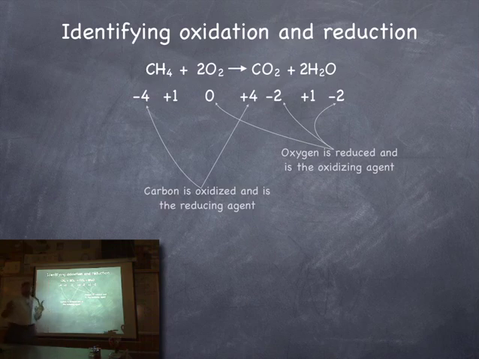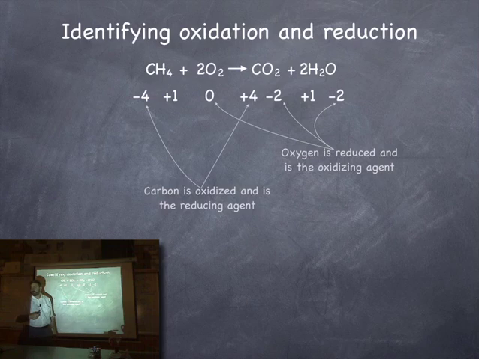We want to be able to identify where the change happened. What thing was oxidized, what thing was reduced. And once we know that, then we can talk about what caused whatever. So if you are oxidized, you are always the reducing agent. If you are reduced, you are always the oxidizing agent. Because reduction means you gained electrons, something else had to lose them.